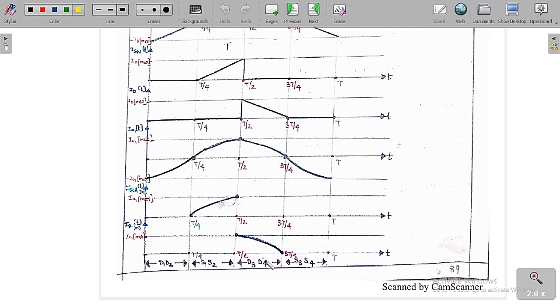Similarly, D3 and D4 are conducting from T by 4 to 3T by 4. As D3 is conducting, the diode current of D3 is equal to the current in the output load. So simply we can see that in this range the fundamental component of the diode current is equal to the fundamental component of the output current in this range. So it is going to follow this graph. Now we are going to find the average and the RMS value of the fundamental component of this switch current, and also of this diode current.